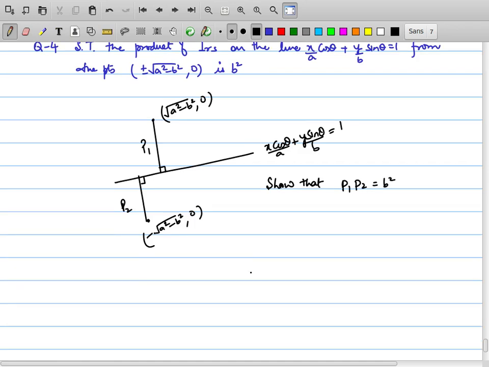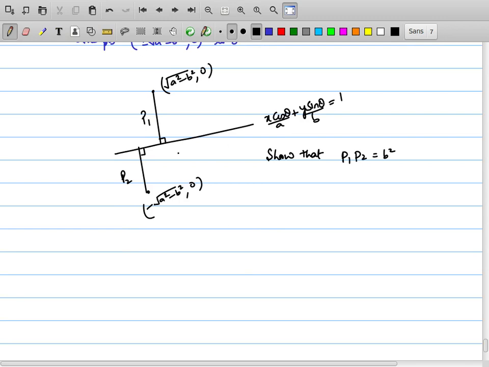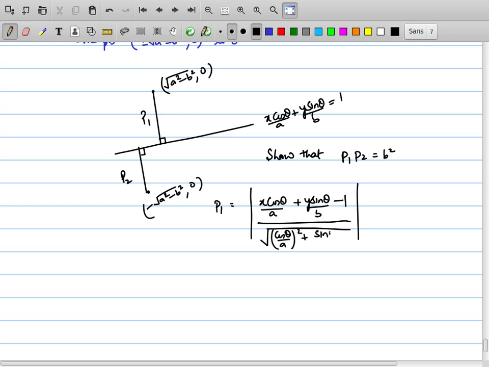Okay. So what we do is, we know how to find the perpendicular distance. So either you take the LCM or keep it as it is. There is no difference whether you take LCM and then follow the process or take it as it is. Therefore, for P1, what we'll do is take mod x cos theta upon A plus y sin theta upon B, bring all terms to one side, minus 1, divide by coefficient of x square, that is cos theta upon A whole square, plus y coefficient is sin theta upon B, its square, and add them and take square root.